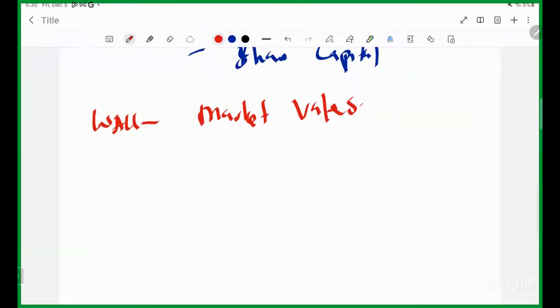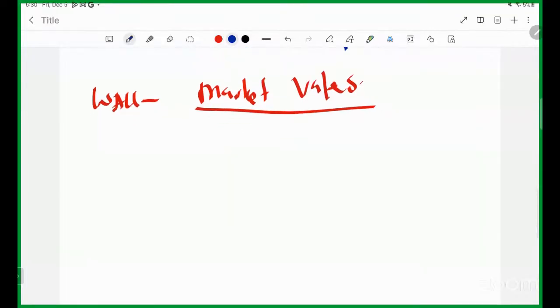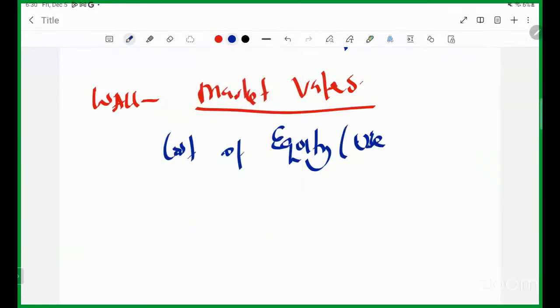Market values, where is the interest of the examiner? They want to test your understanding of whether you learned how to find the cost of equity. Cost of equity, in most cases they use the dividend valuation model.